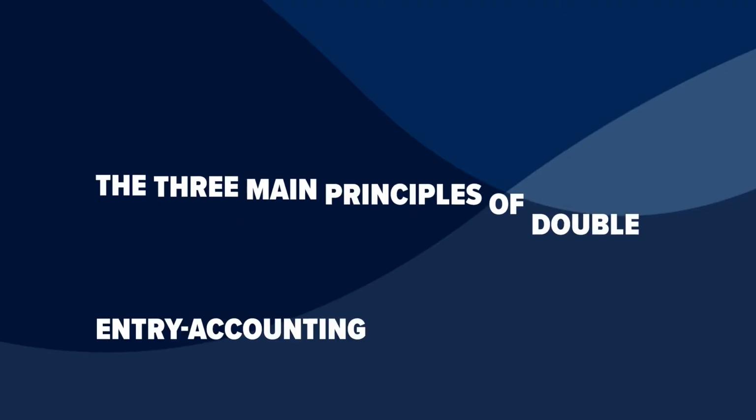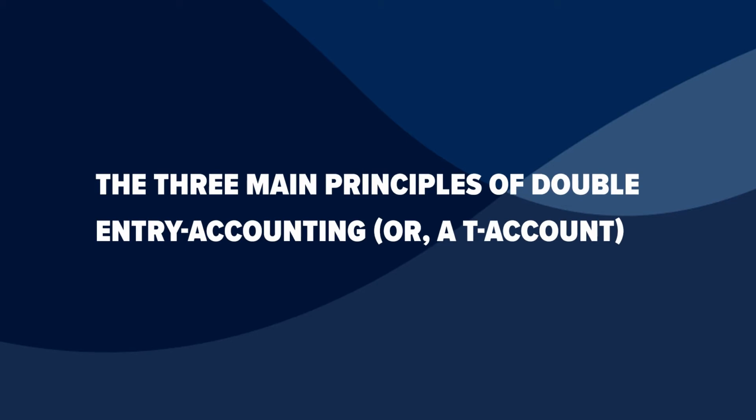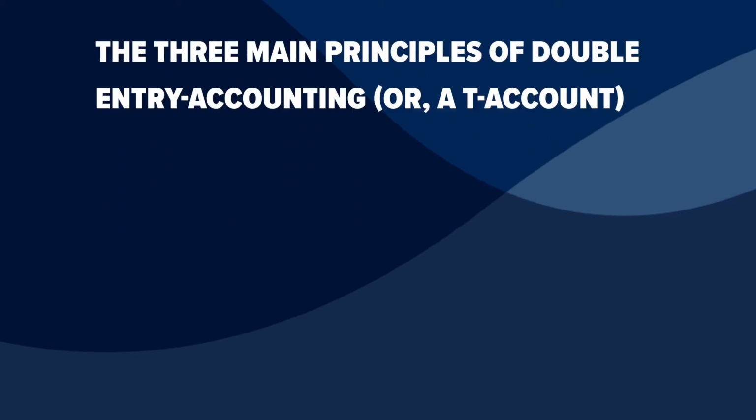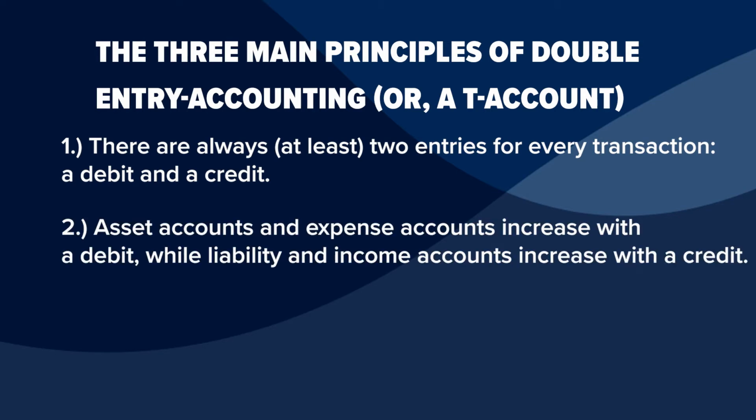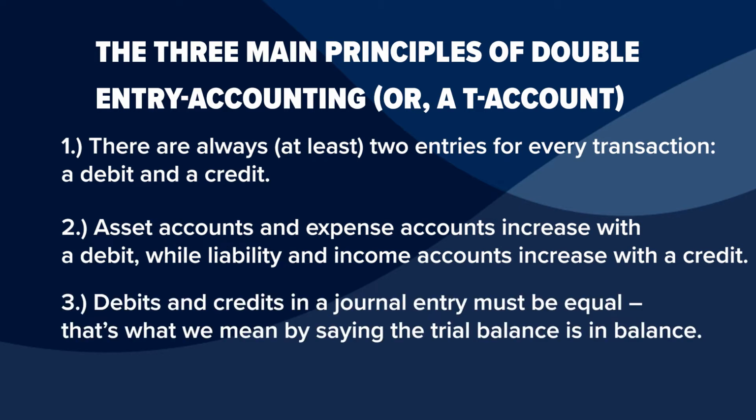So, let's walk it back. The three main principles of double entry accounting, or a T account, are: 1. There are always at least two entries for every transaction, a debit and a credit. 2. Asset accounts and expense accounts increase with a debit, while liability and income accounts increase with a credit. 3. Debits and credits in a journal entry must be equal. That's what we mean by saying the trial balance is in balance.